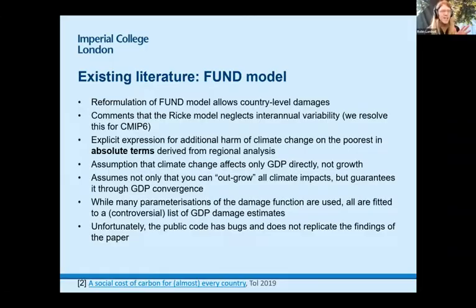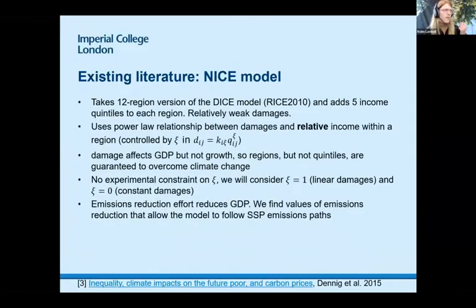The code base has a few bugs in it, which Toll has agreed are bugs, but neither before nor after fixing those bugs do I precisely replicate the findings of the paper. So I'm not going to be using this model, but we will note that it has some feedback on analysis for the RICE model. There's also the NICE model, which is a later version of the DICE damage function, which basically adds 5 income quintiles to the 12 regions.